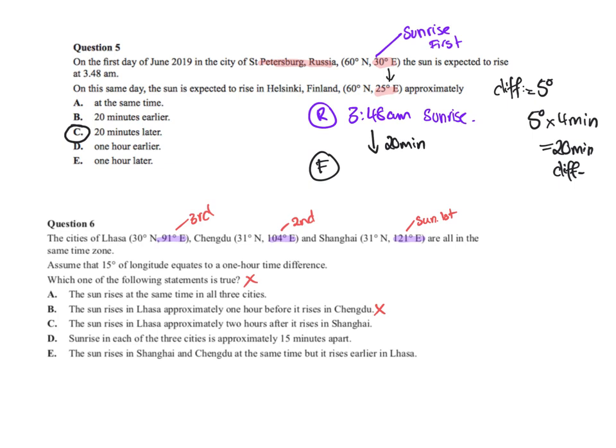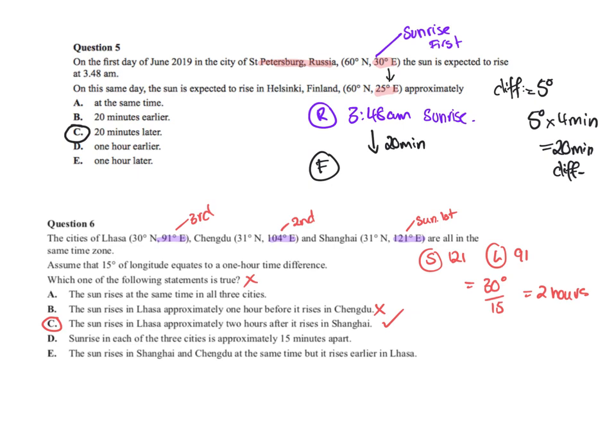Then the next one says the sun rises in Lhasa approximately 2 hours after Shanghai. That could be correct because Shanghai was first. So let's have a look at the difference. Shanghai has a 121 longitude and Lhasa has a 91. So it's 30 degrees difference. And if you divide that by the 15, you get the 2 hours. So that's correct. 2 hours after Shanghai will be Lhasa. So this one is correct. I'm going to go with that.